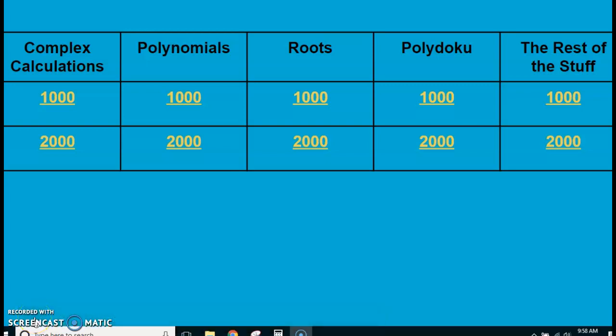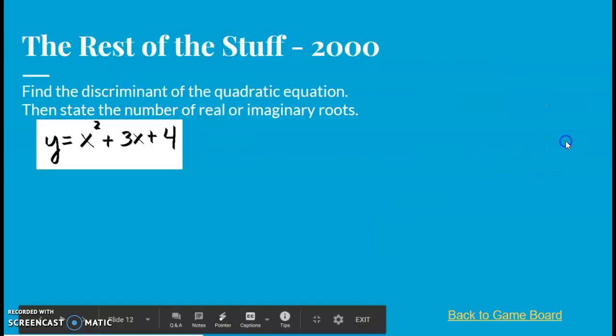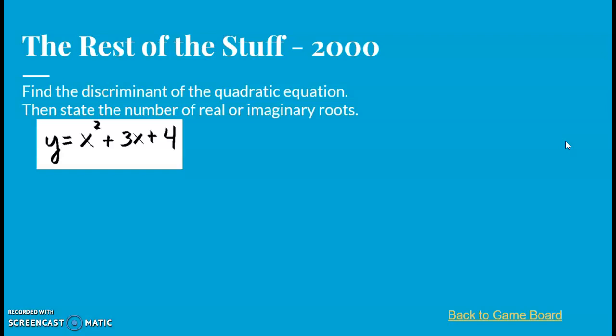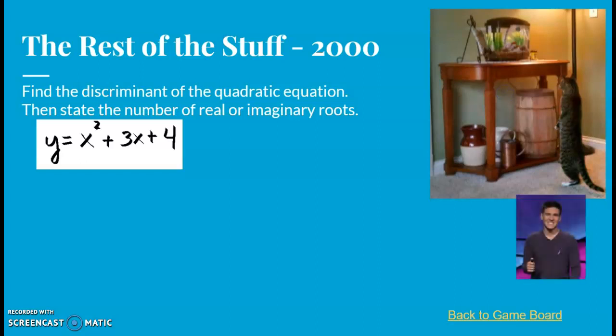It's Bug's turn, and she's going to pick rest of the stuff for 2000. We're supposed to find the discriminant of the quadratic equation, then state the number of real or imaginary roots. The clock's ticking away, and it turns out that Bug is distracted by a fish in a fish tank. So James Holzhauer takes over.